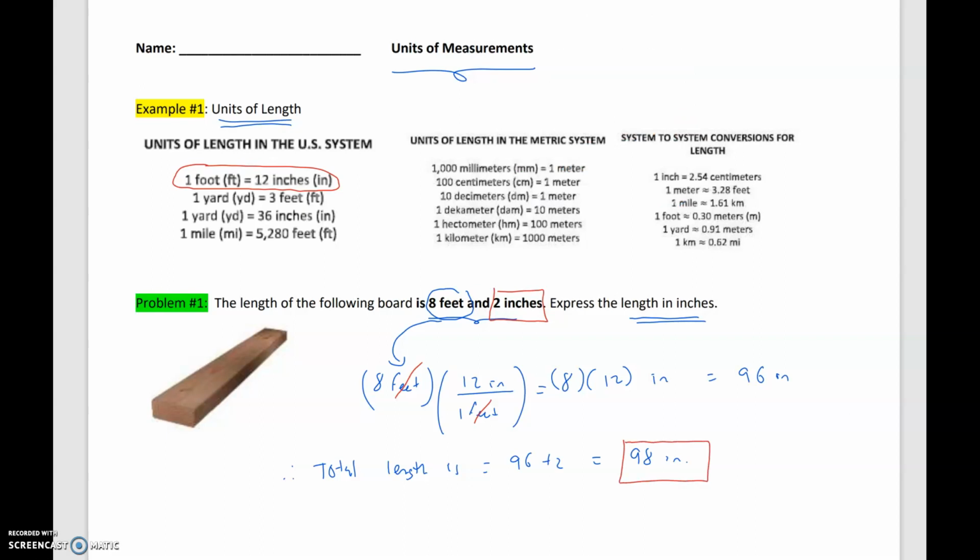Some of the problems on the homework, the numbers are going to get really messy, so it's perfectly fine if you're using a calculator. For the work, we're basically looking at what you have here, and I want to see the cancellation of the units.